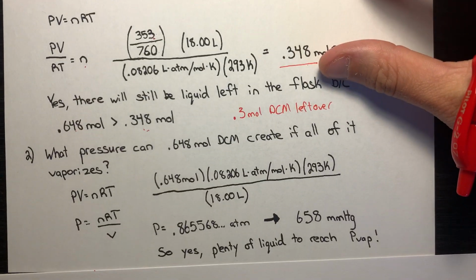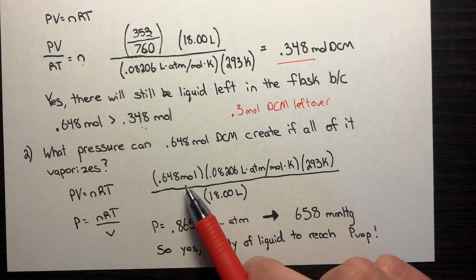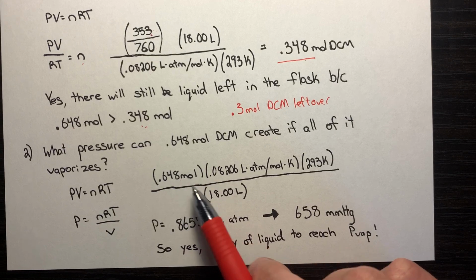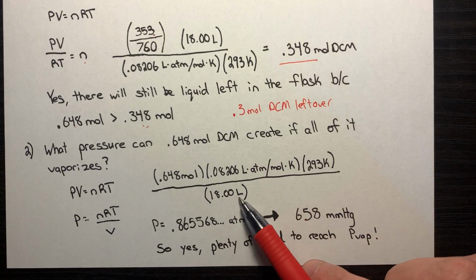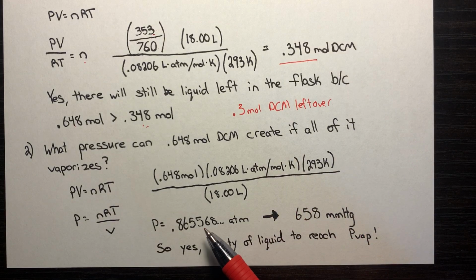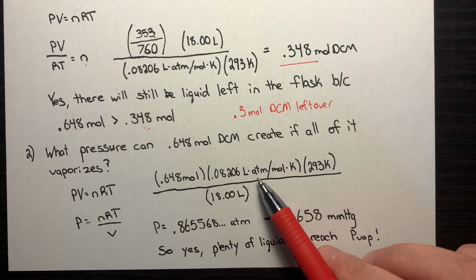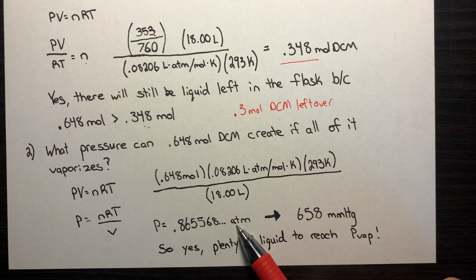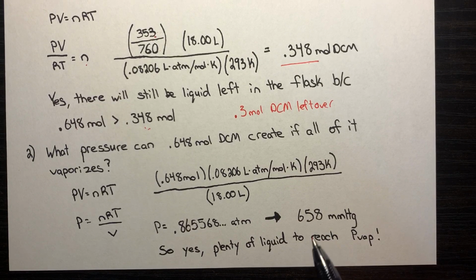Okay, so again, PV equals nRT. This time I've arranged and solved for the pressure. I plug in my values. Again, all of my moles, I've used the appropriate gas law constant, 293 for the Kelvin, 18 liters, good to go. In my final step, I know that I've solved for atm, given my units of the gas law constant, so I've merely multiplied, in this case, by 760 to get to 658 millimeters of mercury.